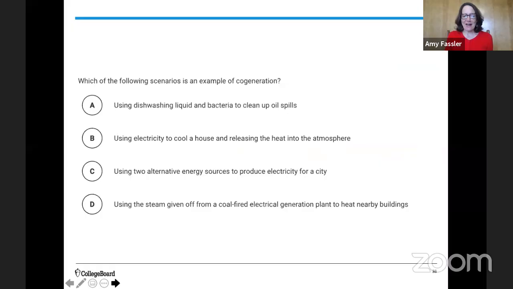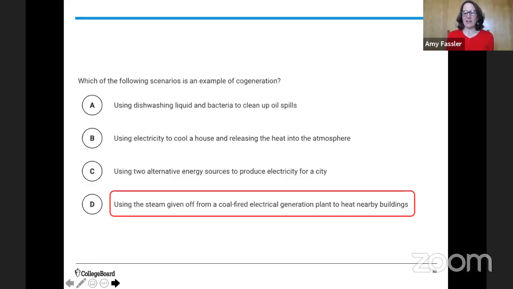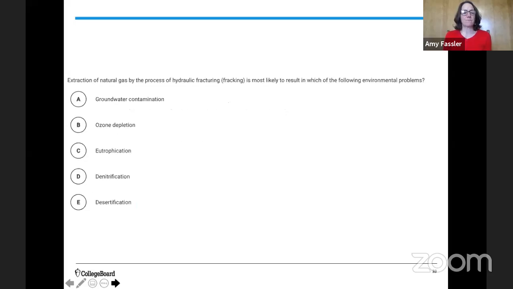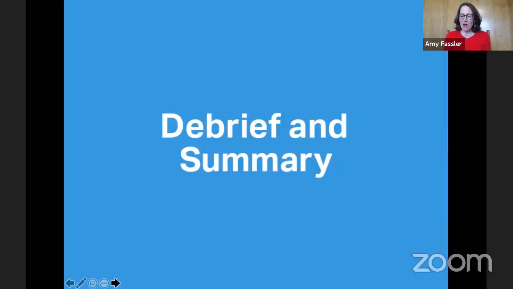Let's do a little check for understanding here. Which of the following scenarios is an example of cogeneration? I almost said coevolution. Cogeneration. Got a couple of different things there that look at energy that if you didn't know could look like a reasonable term. Remember, it's using that sort of waste heat from the steam to actually heat a building. Extraction of natural gas by fracking is most likely to result in which of the following environmental problems? That question looks kind of familiar. Groundwater contamination. And that wraps it up for our first lecture on energy.